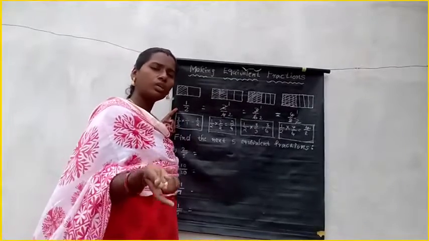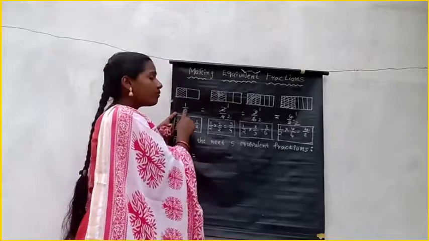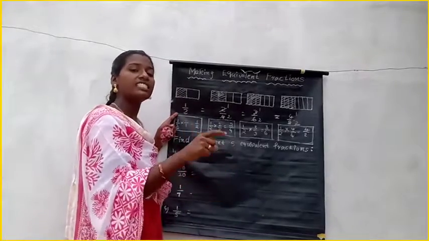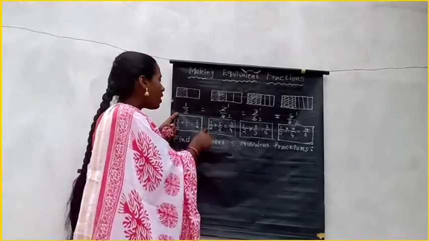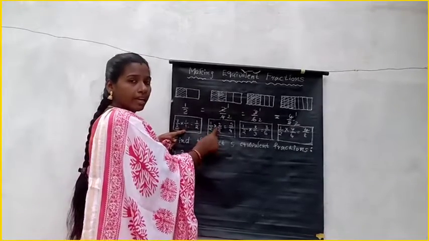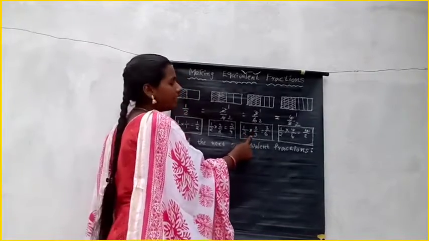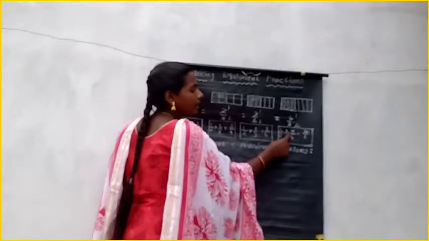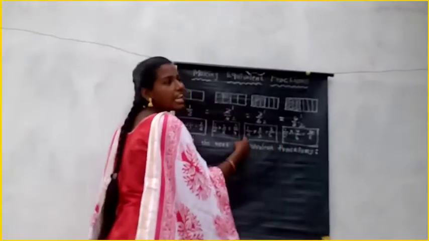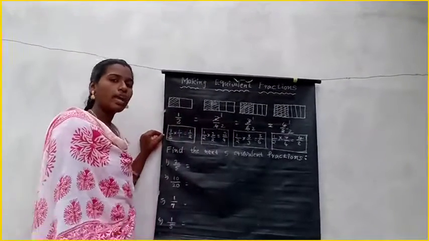How would you know these are all equivalent fractions? Because one fraction is multiplied with the same number in numerator and denominator. In the first case we multiplied with 1. Here the numerator and denominator are multiplied by 2, here with 3, and here with 4. So these are all equivalent fractions of 1 by 2. I hope you understand.